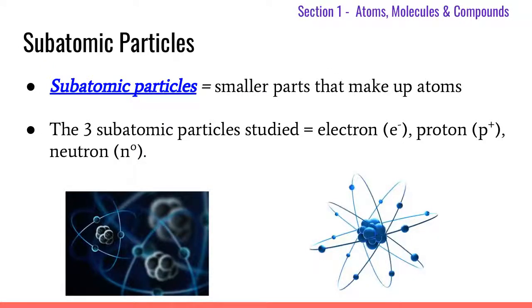Let's start with looking at the term subatomic particle. Sub means below, atomic, so that means smaller parts that make up atoms. There are 3 subatomic particles that we've studied, and you have all seen these in physical science before. We have our electrons, our protons, and our neutrons. At the bottom here, we see 2 examples of atoms, and inside the middle, we're going to have our protons and our neutrons. Around the outsides, that's where our electrons are.